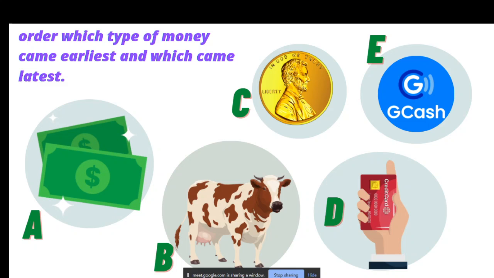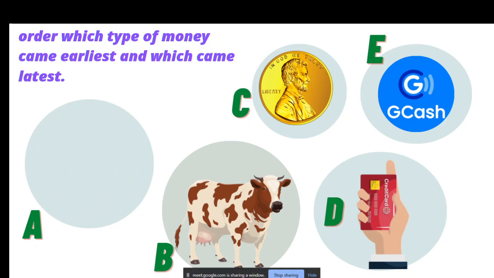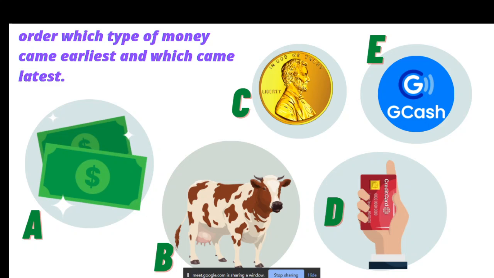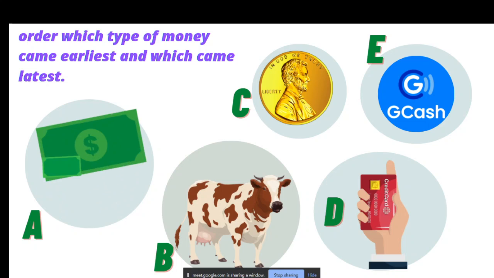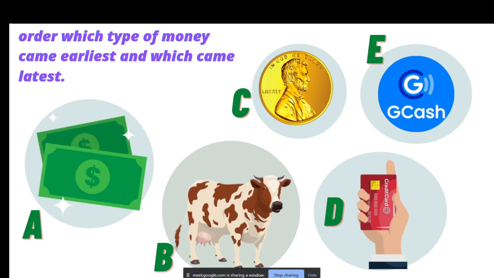Okay, si Kent na lang. Kent, how about you? Which one was used first? Ay chatbox si Jervon. Okay, sige. Ayan, letter B is the correct answer, right? Ayun, tama. Okay, next one.